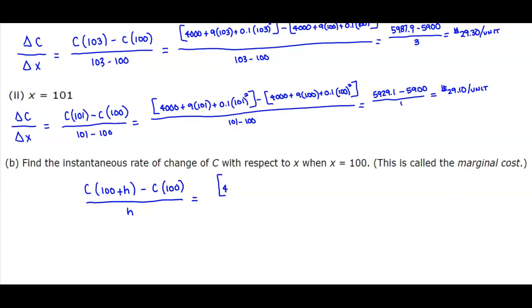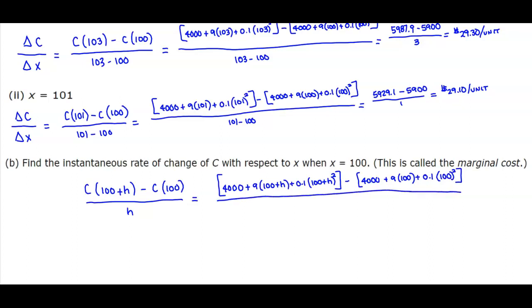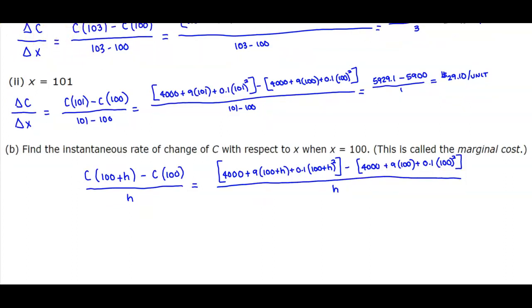So therefore, we're going to get the following. We have 4,000 plus 9 times 100 plus h plus 0.1 times 100 plus h squared, minus 4,000 plus 9 times 100 plus 0.1 times 100 squared, and then we're dividing that by h. Okay, now let's go ahead and simplify this numerator.